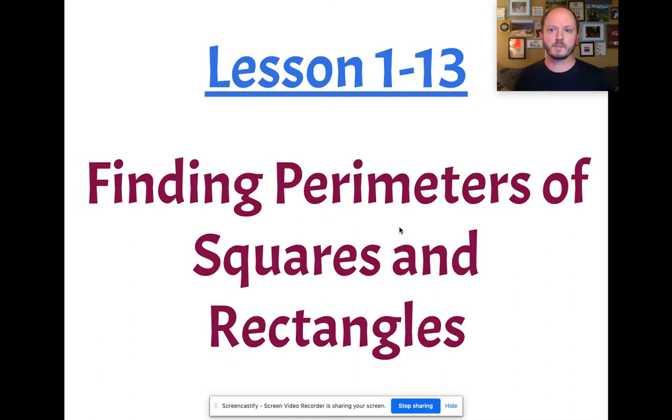I wonder what's going to happen next week. Anyway, we are going to be working on finding the perimeter of squares and rectangles. All right, so let's get started.